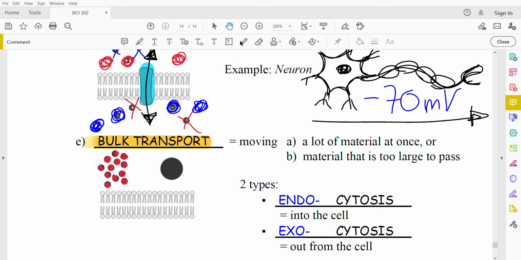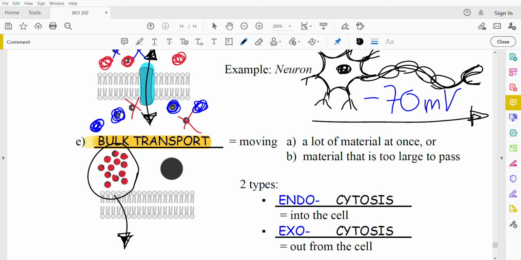That would be the first example of bulk transport. So what we do in bulk transport, the first example, we take all of these and move them across all at once. That's the first example of bulk transport.